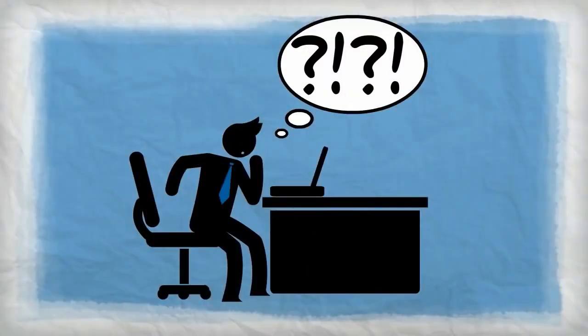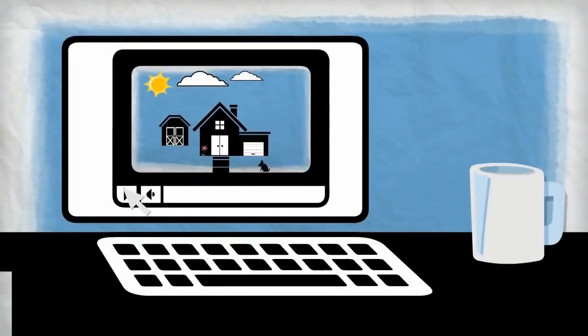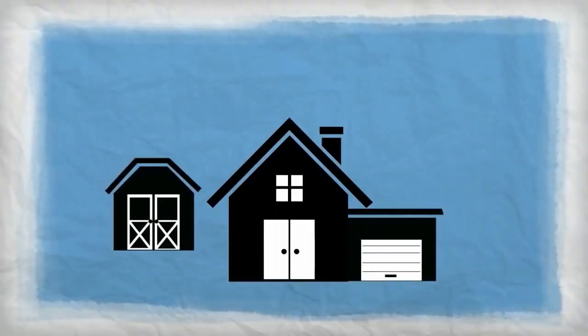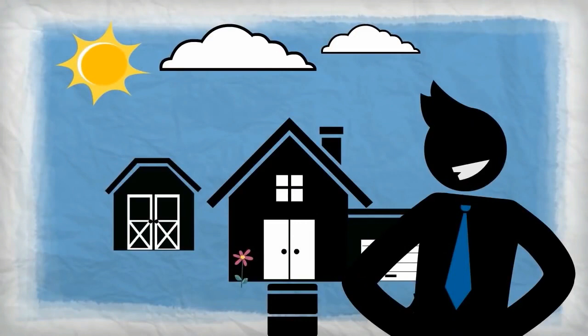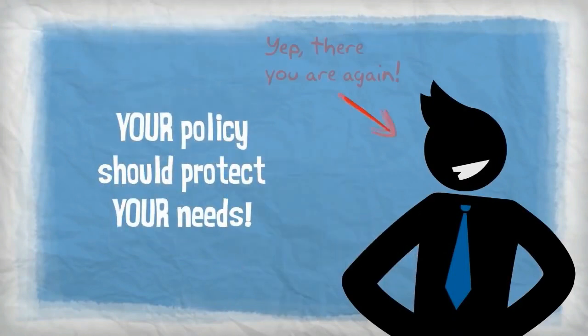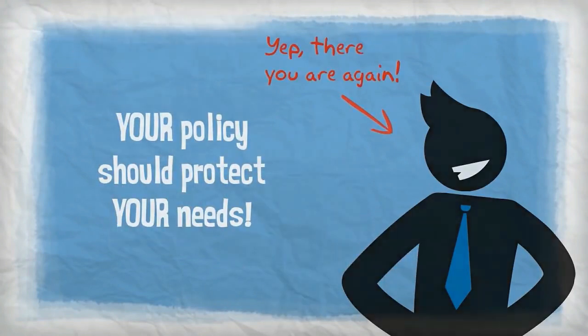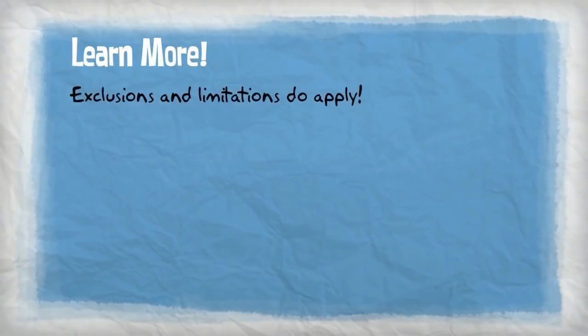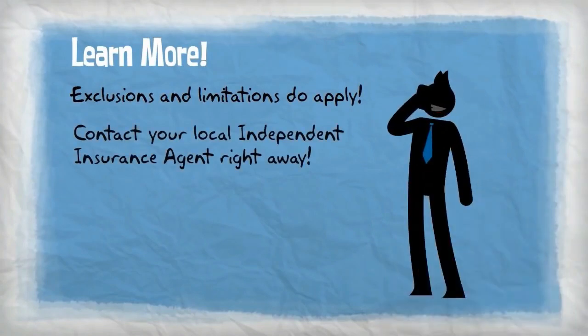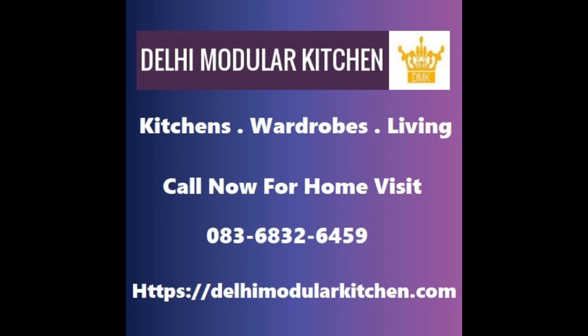We understand the details of insurance can be confusing. This video is just a short overview of the primary coverages provided by a standard homeowner's insurance policy. Just like every home is different, so is every insurance policy. The most important thing to remember is your policy should protect your needs. To ask questions and learn more about what coverages you need, contact your local independent insurance agent right away.